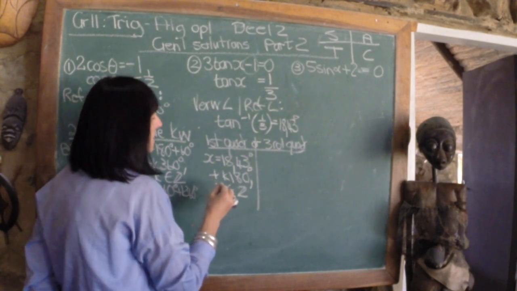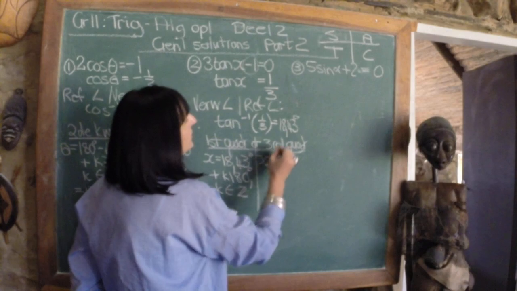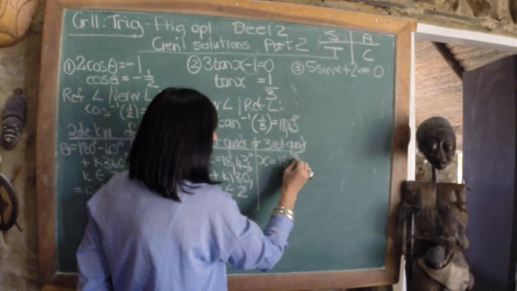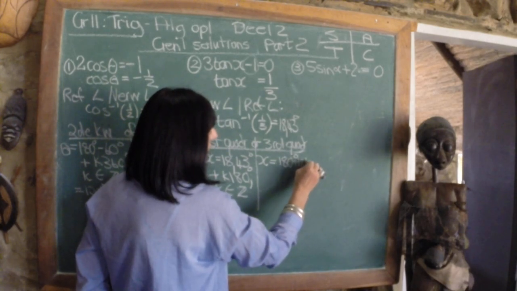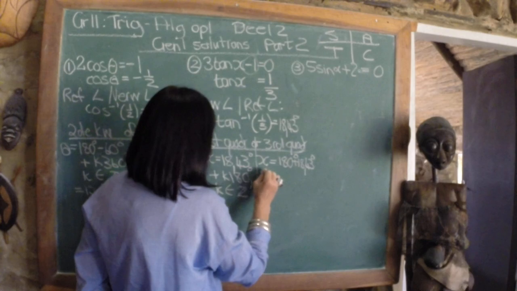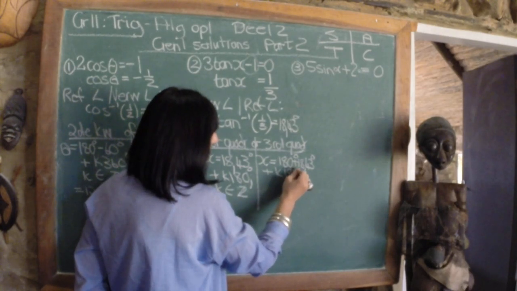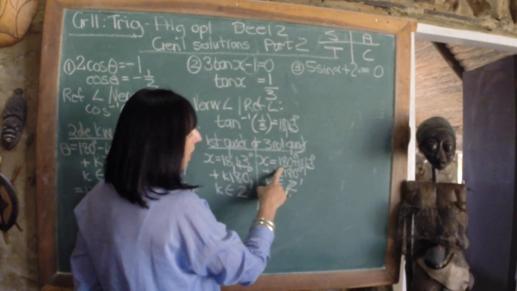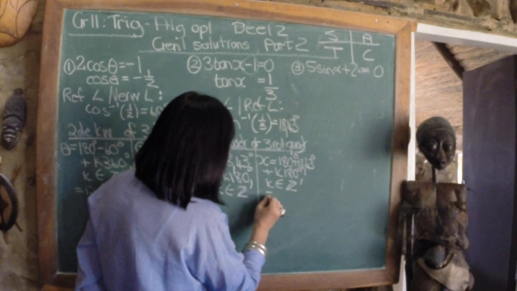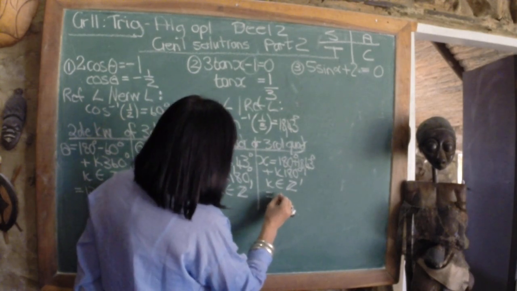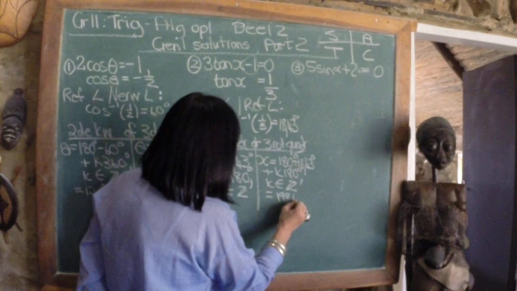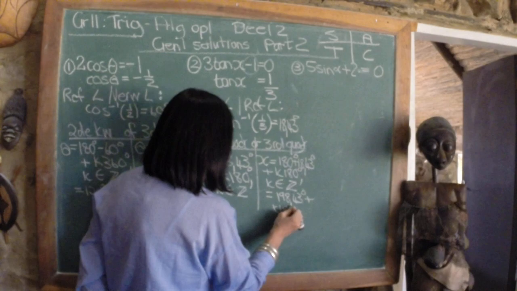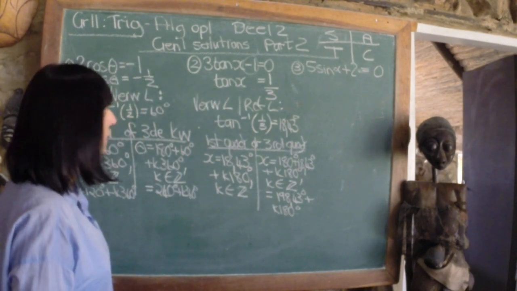In the third quadrant, x is 180 degrees plus 18,43 degrees plus k times 180, k element of z. Let's just simplify. 180 plus 18,43 gives us 198,43 degrees plus k times 180. I'm done with my general solution over there.